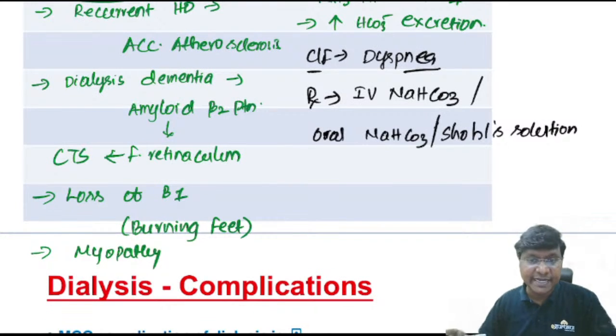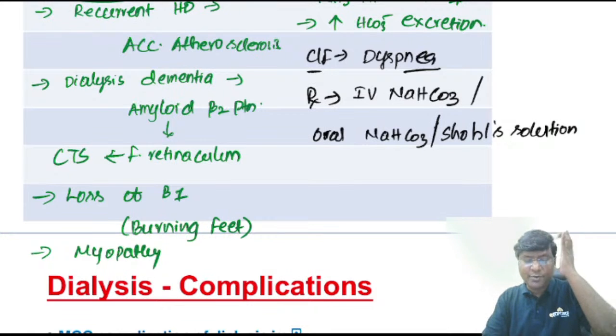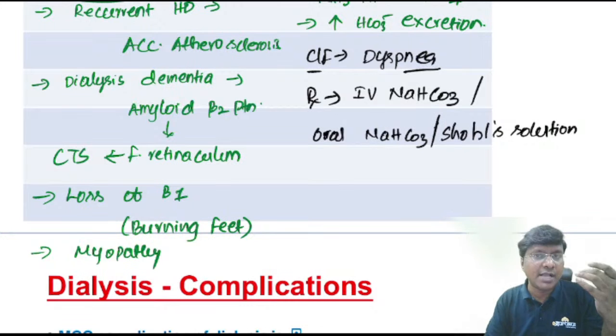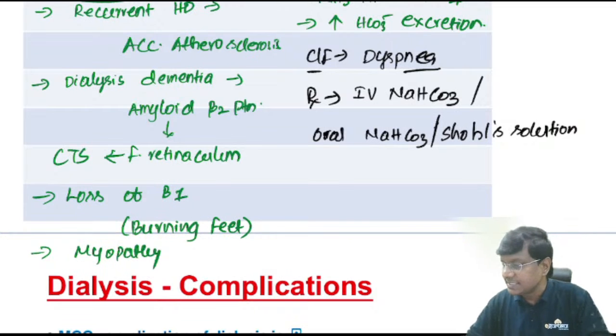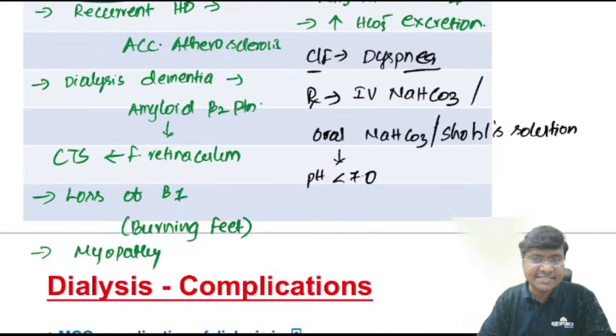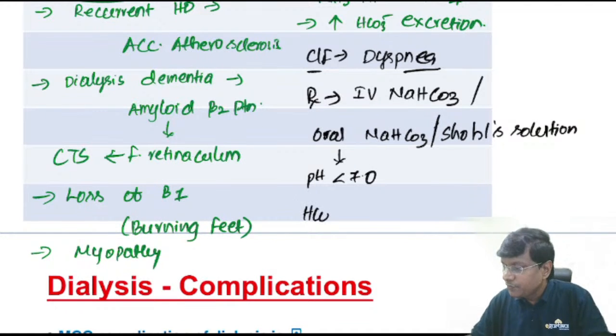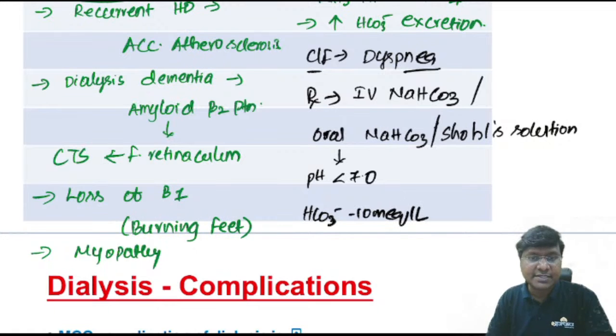And when will you give this bicarbonate is a very important question here, right? I'm not going into the depth of high anion gap metabolic acidosis or normal anion gap metabolic acidosis, but the indication for your bicarbonate therapy is when the pH is less than 7, or when the bicarbonate value is less than 10 milliequivalents per liter. That is the indication for giving the bicarbonate.